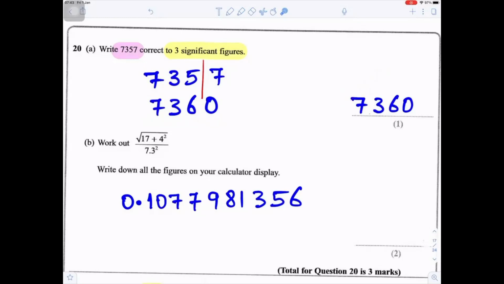Work out the square root of 17 plus 4 squared, all divided by 7.3 squared. Write down all the figures on your calculator display. So you put all those numbers in your calculator, and then you just write down the answer. Be careful with the square and the square root. Make sure the square root is at the top in your calculator.